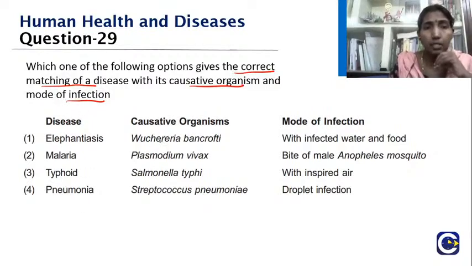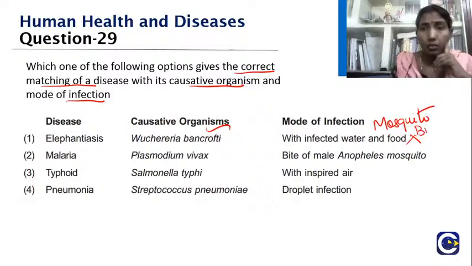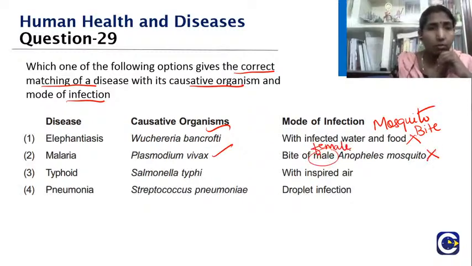So first, elephantiasis, yes, it's Wuchereria bancrofti. It is not with infected water or food. It is by the mosquito bite, which I told already, with the Culex mosquito, right? So this should not be the answer. Malaria, yes, Plasmodium vivax. It's not the bite of a male. It is a bite of the female Anopheles mosquito. So this is also wrong.